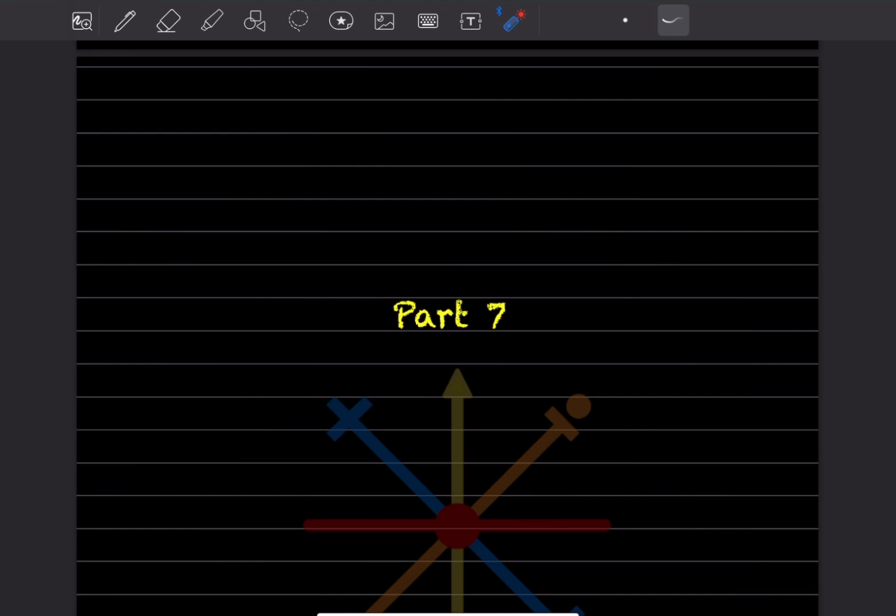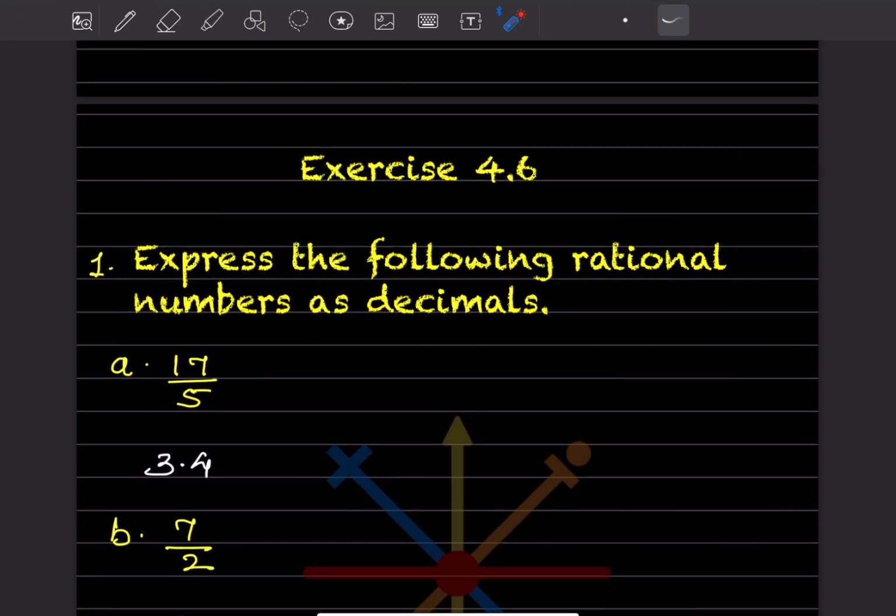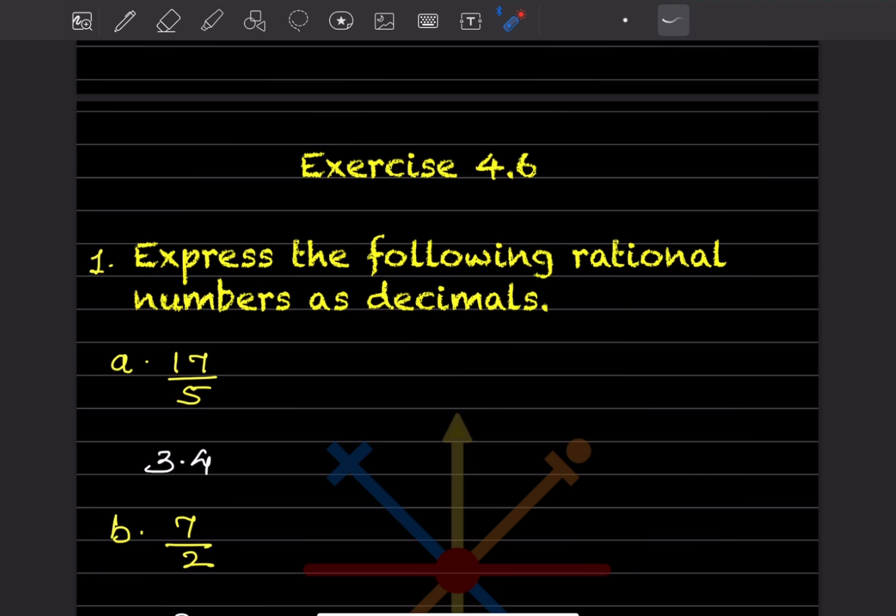So today we'll see part 7, and we'll see exercise 4.6. It says: express the following rational numbers as decimals. So this is 17 by 5, and we want it in decimals. So what will you do?